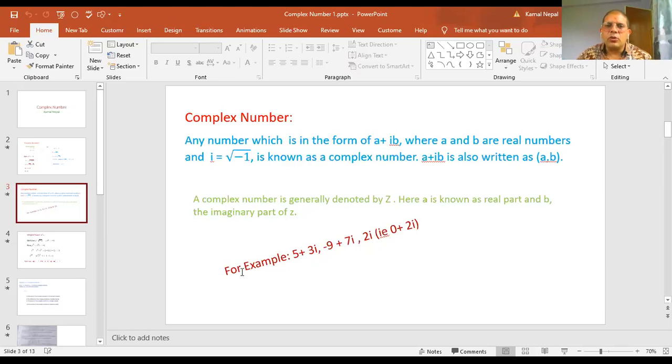So you can write all numbers in the form of complex numbers, summed up as real and imaginary parts. So these numbers are complex numbers. Don't forget again: if you can write a number in the form a + ib, where a and b are real numbers and i is imaginary, then it is said to be a complex number.